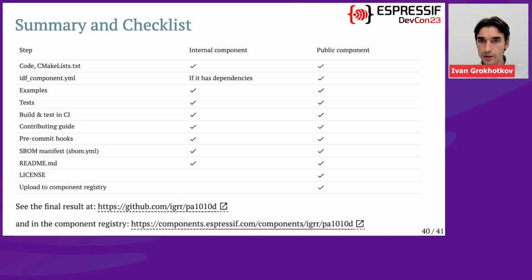All right, we are at the end of the presentation. Here is the checklist of things that you can consider doing when you're publishing a component to IDF Component Registry. For the final result, please take a look at the repository over here and at the page in the component registry, which is the final version that we have achieved by following all those steps.